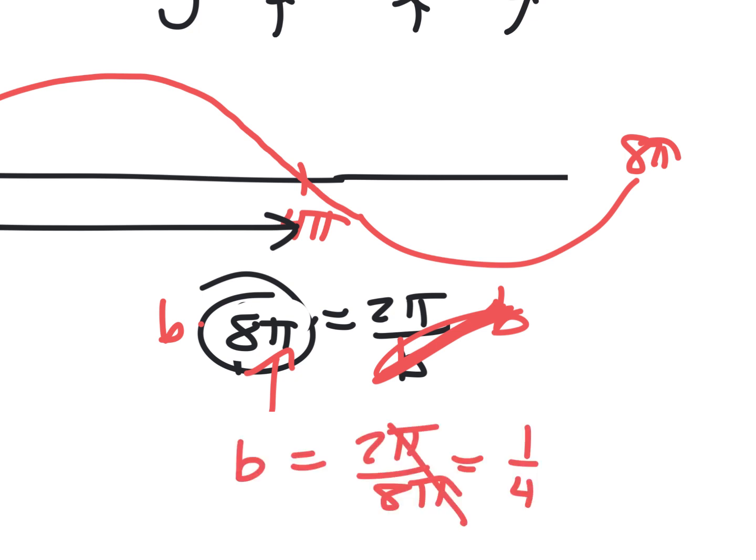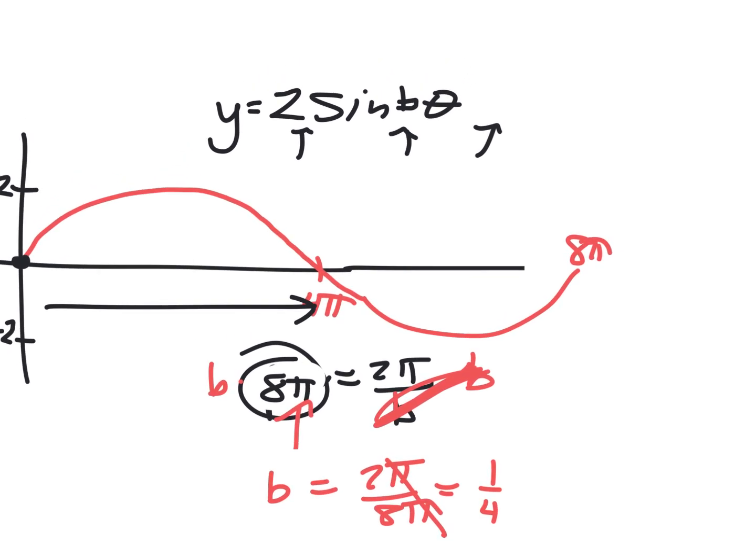Only like 3 kids would have had this right. Do you get what I just did? I figured out that if I was halfway done by 4 pi, I'd be fully done by 8 pi. That means the period's 8 pi. And that means I put an 8 pi here and I just have to solve. All right, let's do another one like that.